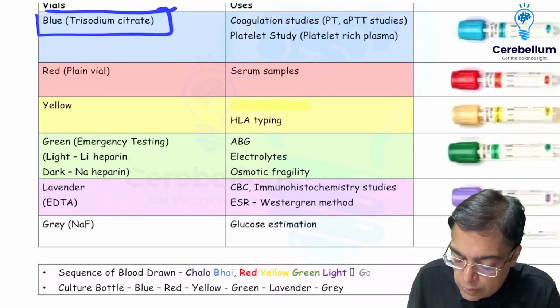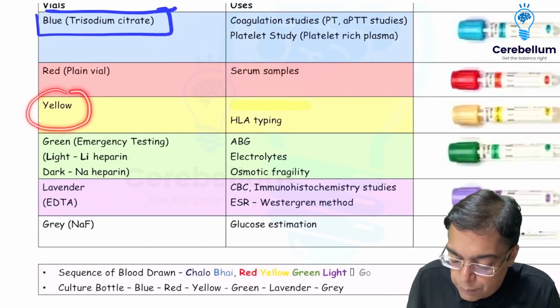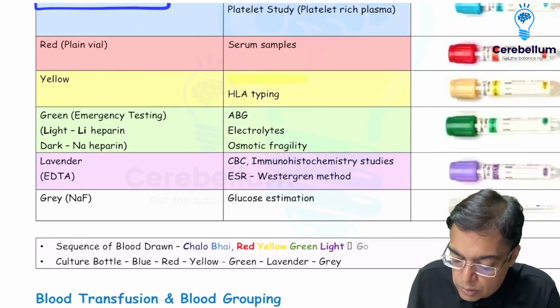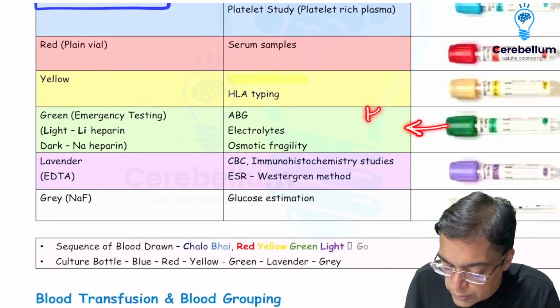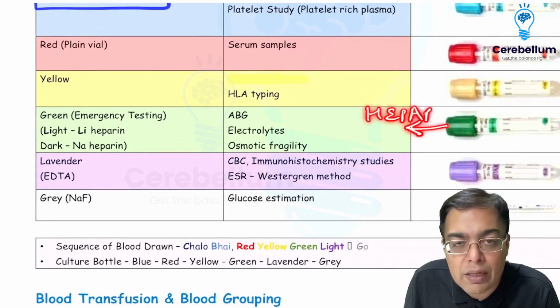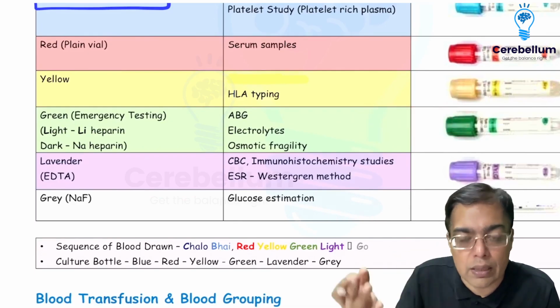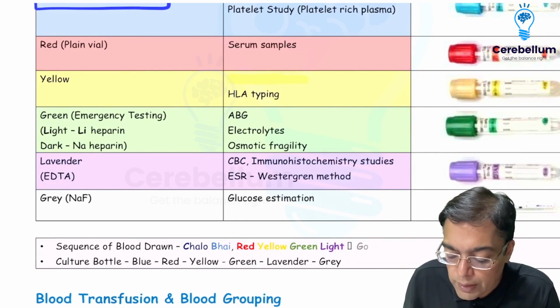When you are talking about the yellow one, it is going to be done only when you wish to carry out a special investigation like the HLA typing. Talking about the green top vacutainer, that primarily contains heparin. So heparin contains green. That is how you remember it. Heparin in green. And this is what is going to be useful in context of estimation of something like electrolytes.